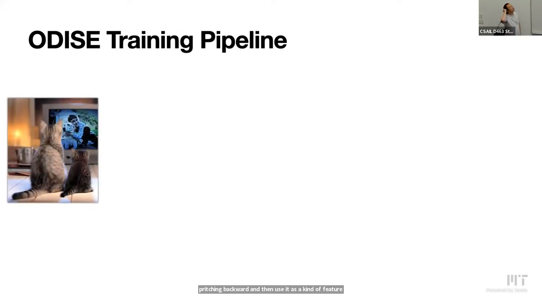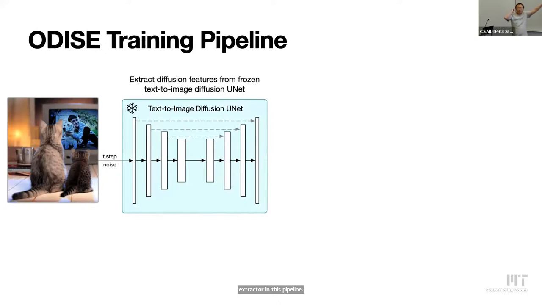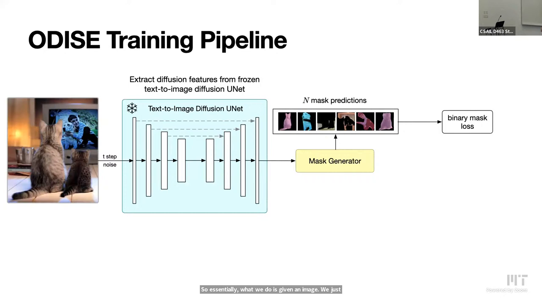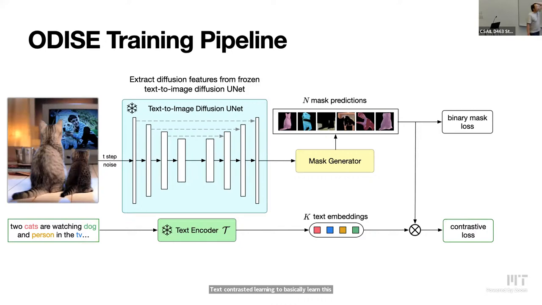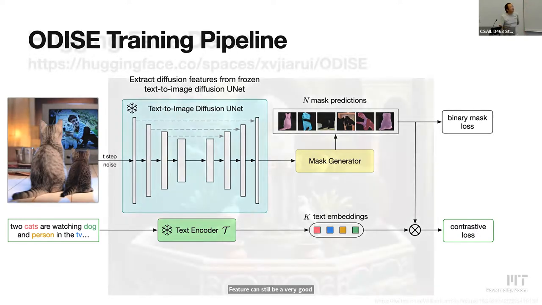So essentially what we do is, given an image, we use this to help us generate some proposals. And then we do some transformer thing on top. And then we also train our image tags with contrastive learning to learn this framework. I'm not going to get into the details, but the central part is that we do a lot of engineering work to make it work. And also, stable diffusion features can still be a very good structure understanding model that can help us extract better features.